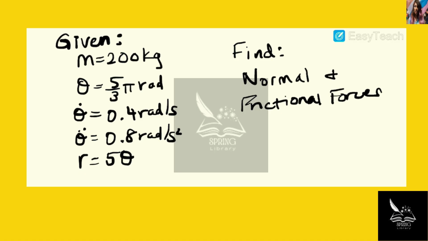Hi everyone, so what we have today is a problem where a motorcyclist is going over a hill. We know the mass of the motorcycle is 200 kilograms. The contour of the hill is given by r equal to 5 theta.